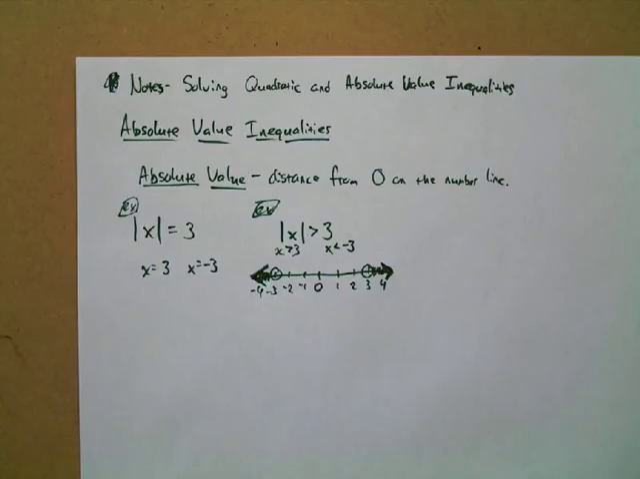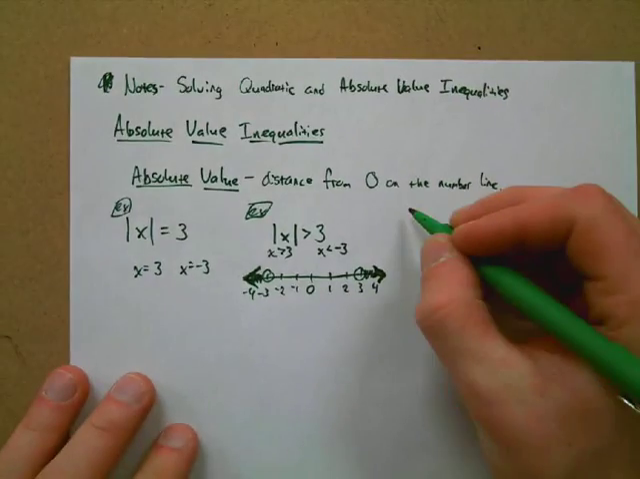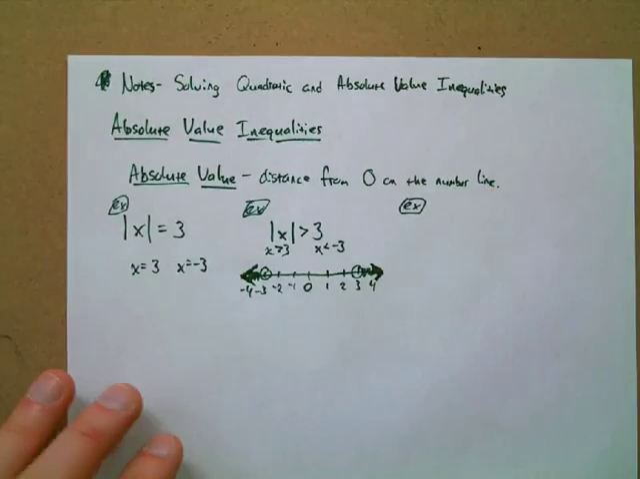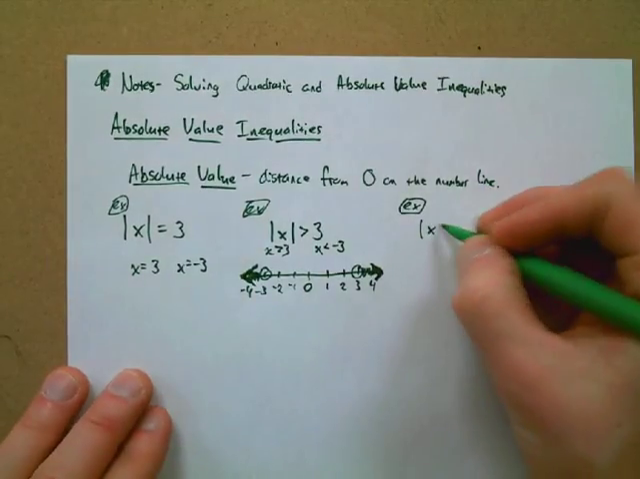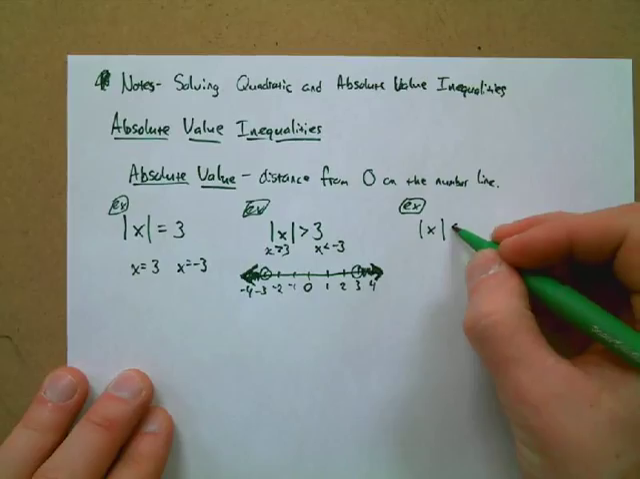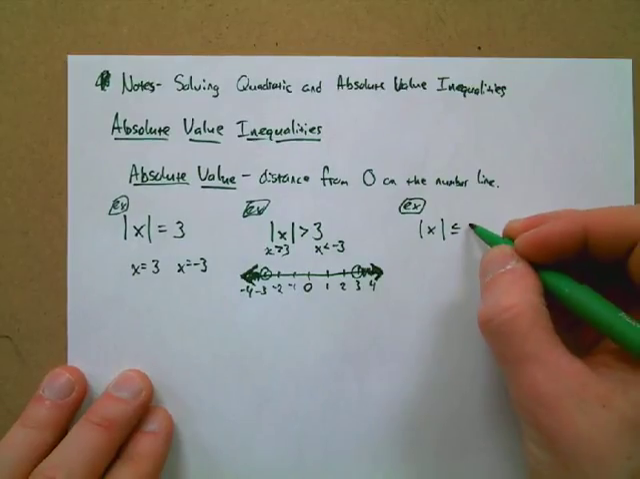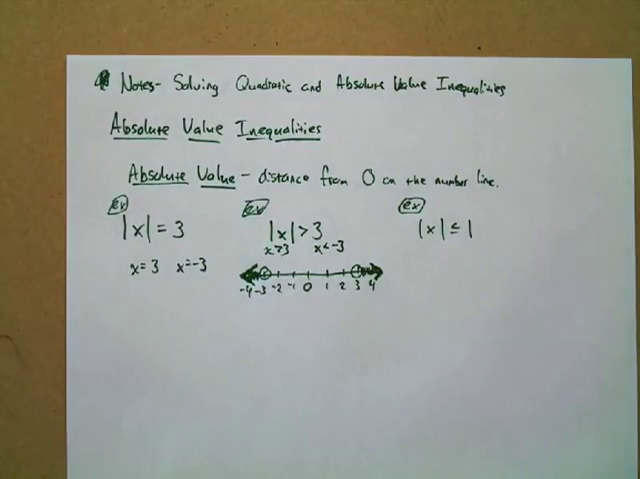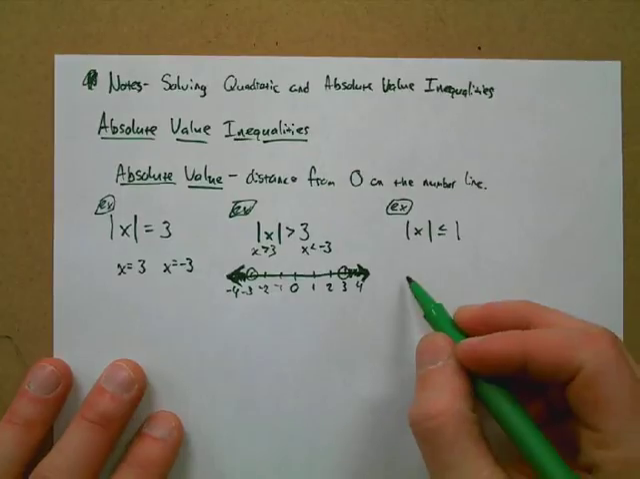There's that. All right, so let's change it up a little bit then, right? Let's look at one more. Let's take a look at absolute value of x is less than or equal to, and let's say 1. So again, I'll draw a number line here to give us an idea. Start with 0.